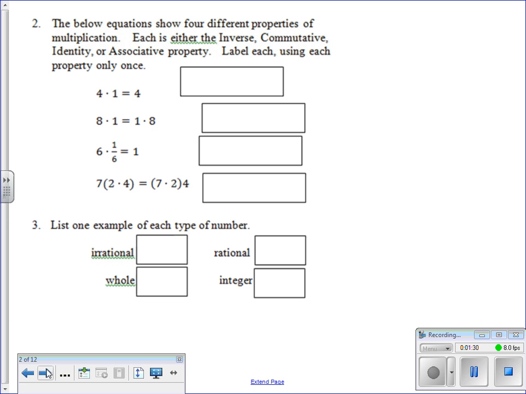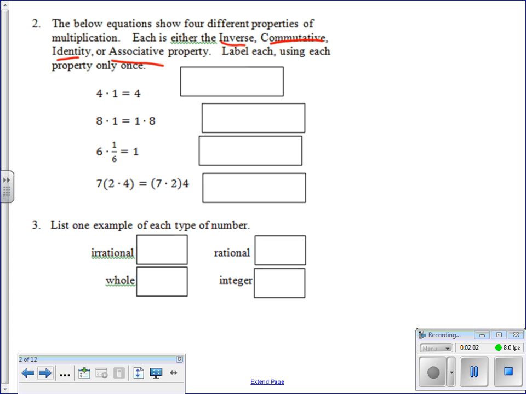So what are my possible answers? I have 4 possible answers. Those are the only answers that might possibly be true. It's going to be inverse, commutative, identity, or associative. It's going to be one of those 4. Nothing else will be legitimate. Anything else doesn't count at all. If it's not one of those 4, you're going to get it wrong. So you need to know and understand what the properties are.